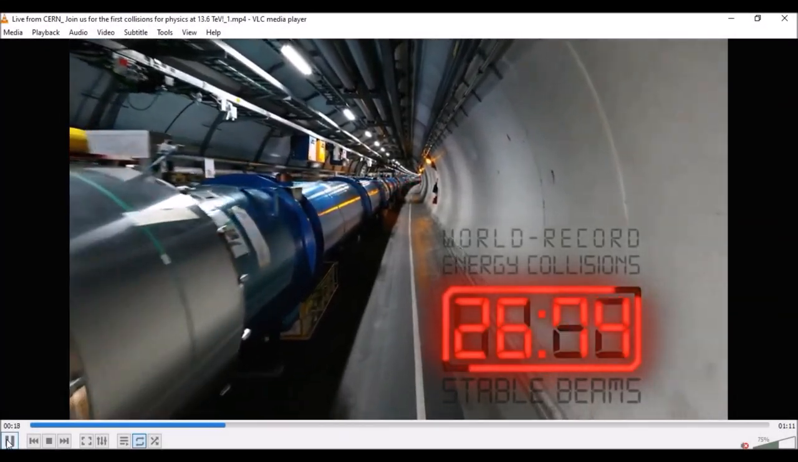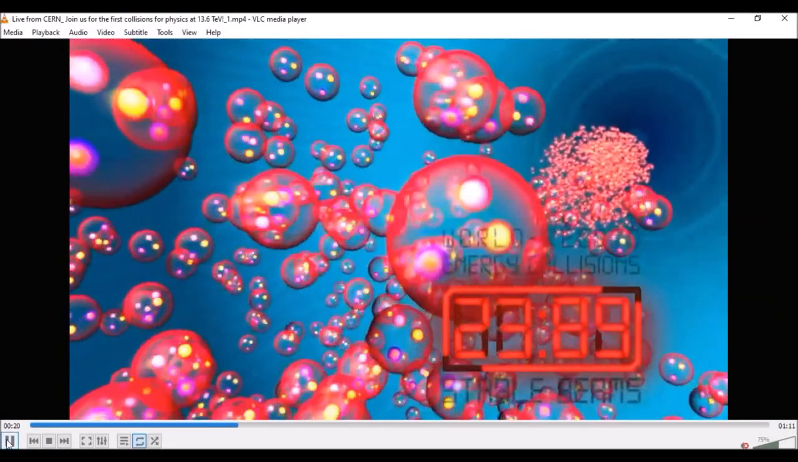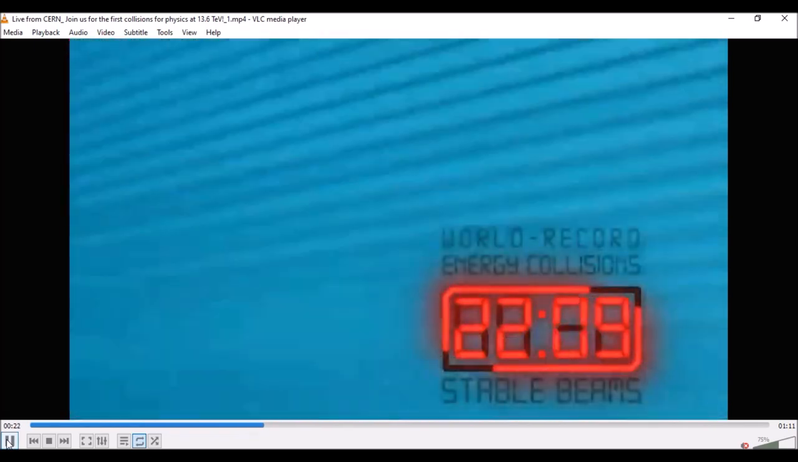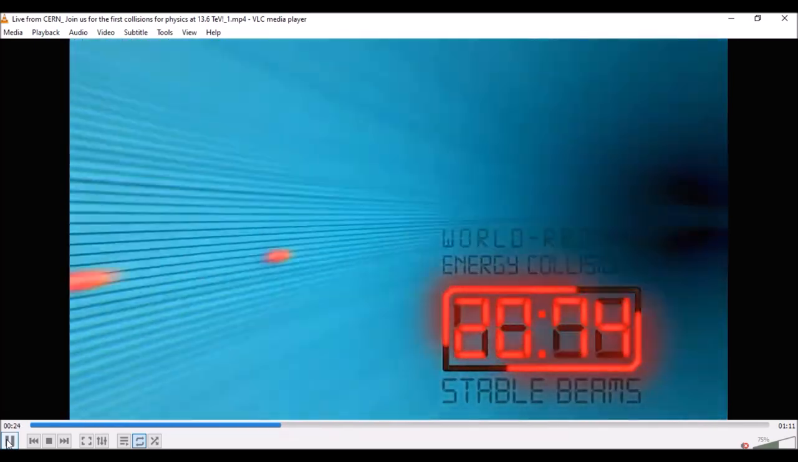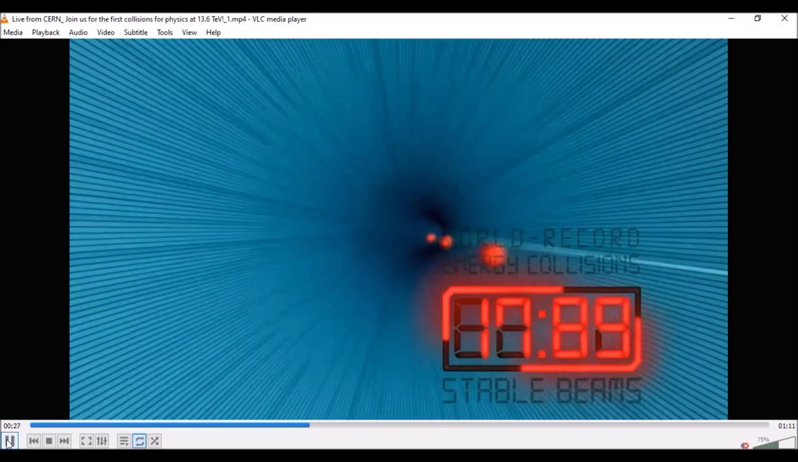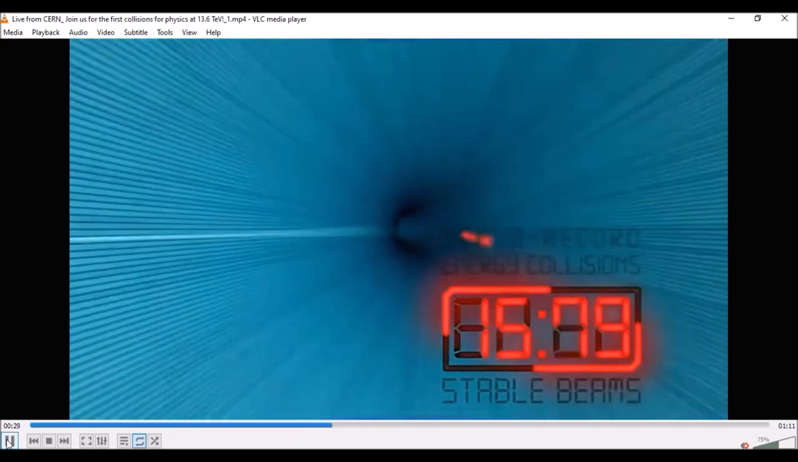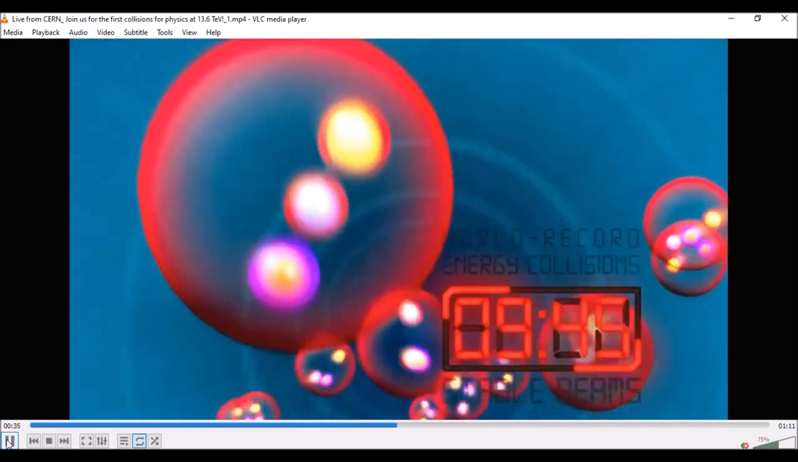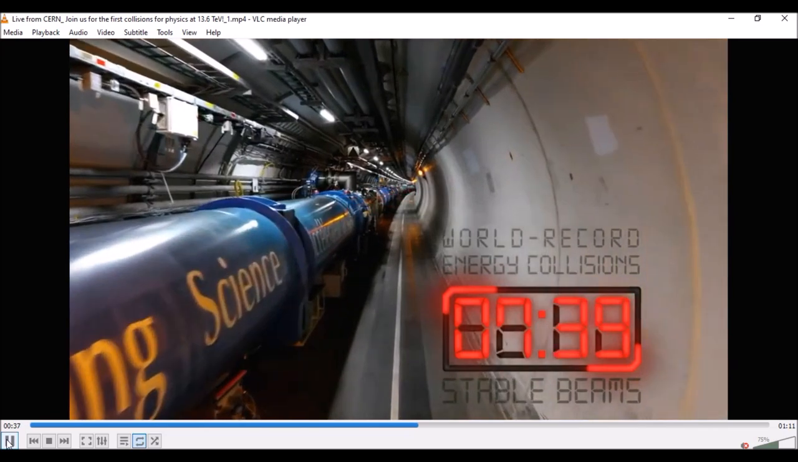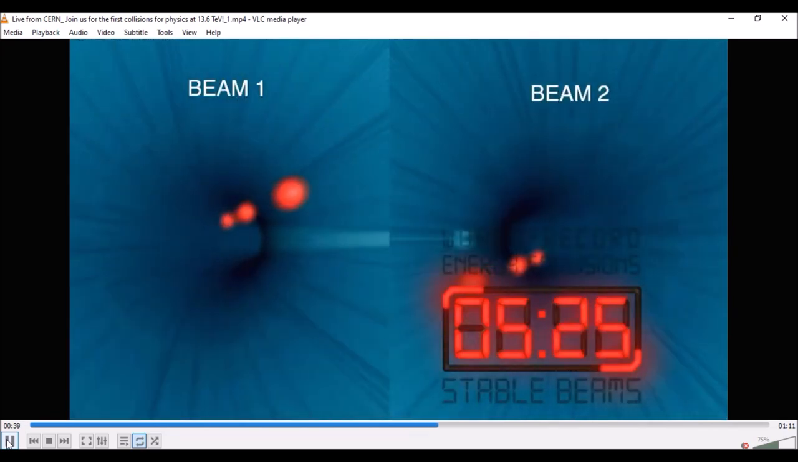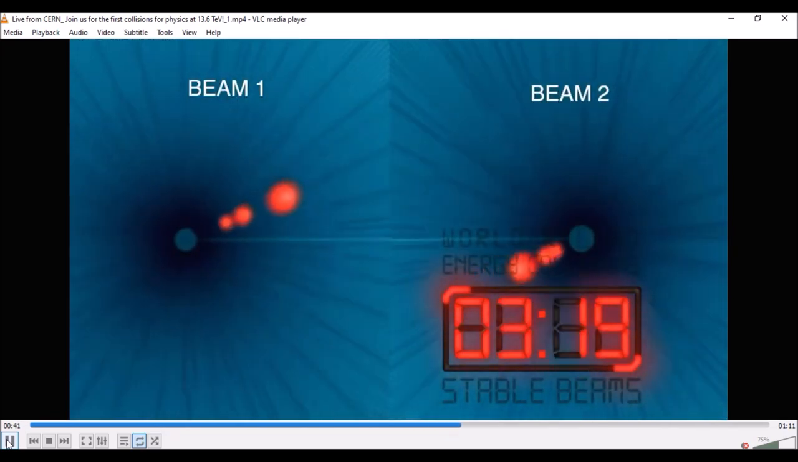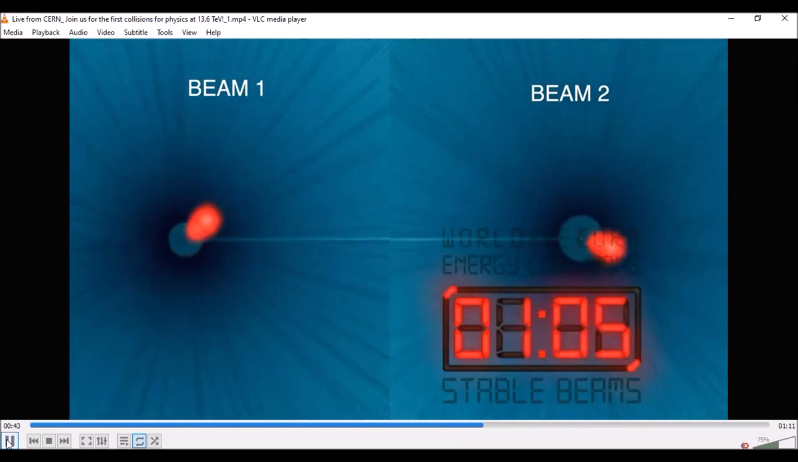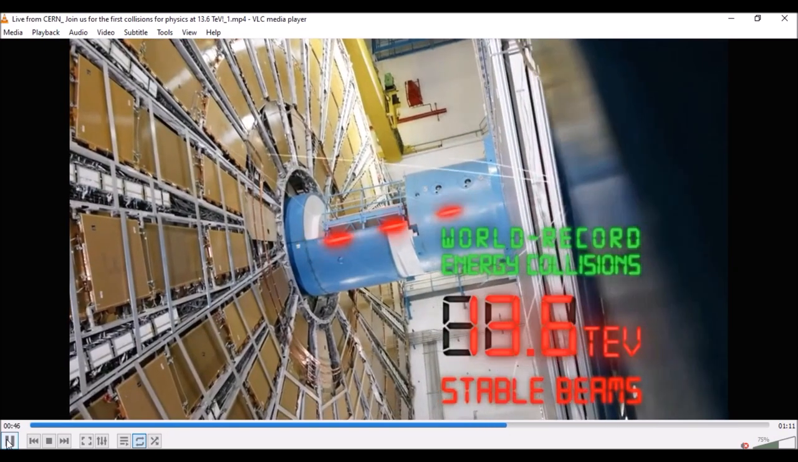So yesterday, the LHC made an announcement that they reached an energy record in their Run 3 of the Large Hadron Collider at CERN, and they have reached a maximum energy of 13.6 trillion electron volts. So this is a very interesting development, and it may lead to new physics being discovered at CERN.